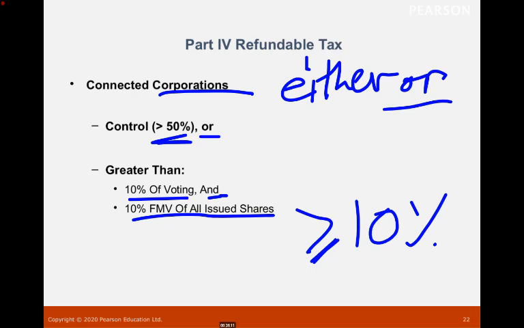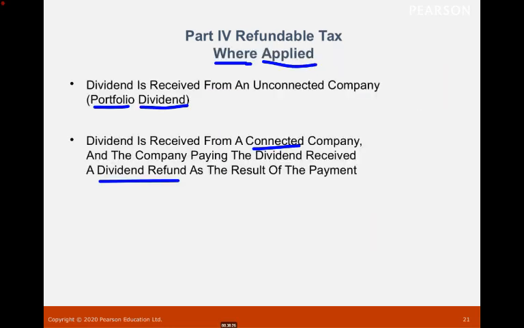So that 10% shareholding test is generally what we would use to determine if these are portfolio dividends or dividends from a connected corporation. So we use that 10% test to figure out which this is.